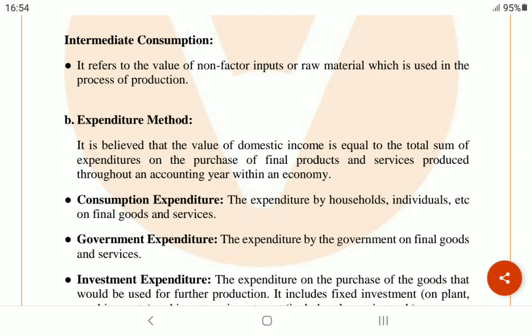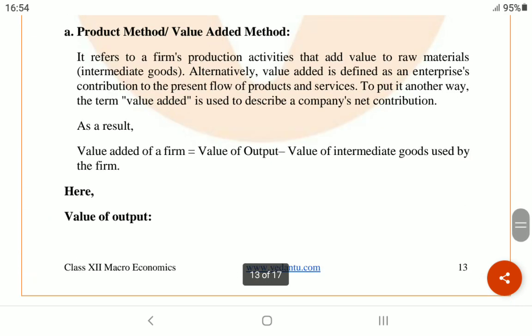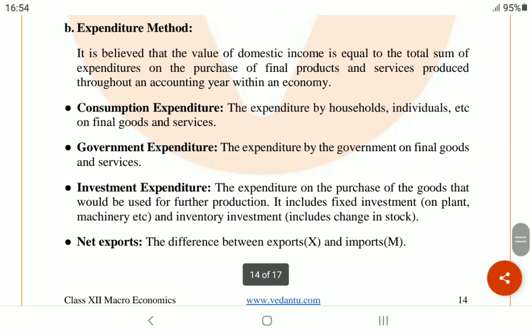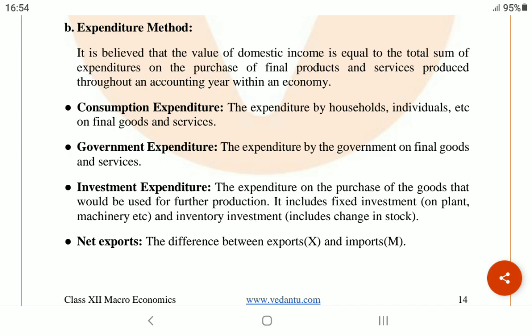Next, the second type is the expenditure method. First was the product method or value added method. The second one is the expenditure method. In this expenditure method, it is believed that the value of the domestic income is equal to the sum of the expenditure on the purchase of final products and services produced throughout an accounting year within an economy.